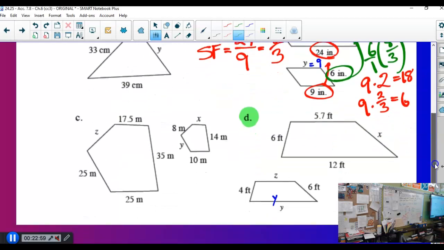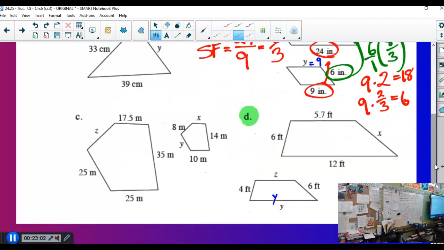Let's quickly do D because I would like to give you homework time. Anyone quickly able to identify and explain to us what scale factor you want us to use here? Because they don't tell us what's the new, we can go whichever way we want. If I'm going this way, we can call the scale factor 6/4, and that would help me get my x, right? 6/4 reduced is 3 halves.